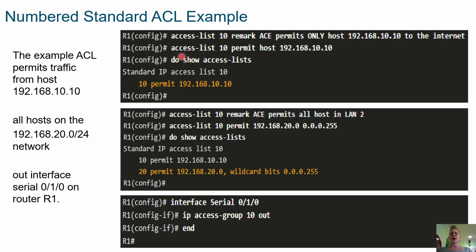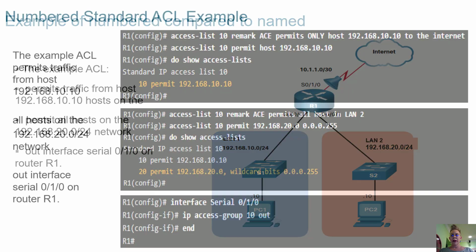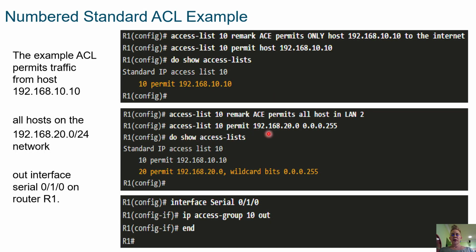Now I write the actual entry: permit host 192.168.10.10. Okay. Also, we want all other hosts on the network to be permitted, right? We want all of the other hosts. So what's going to happen here? I'm going to do another entry. I'm still on access control list 10, and I'm going to include another entry. Now I'm permitting all hosts in LAN number 2, right? And again, if we look at our scenario, here's our LAN number 2, okay? And so these are our entries.